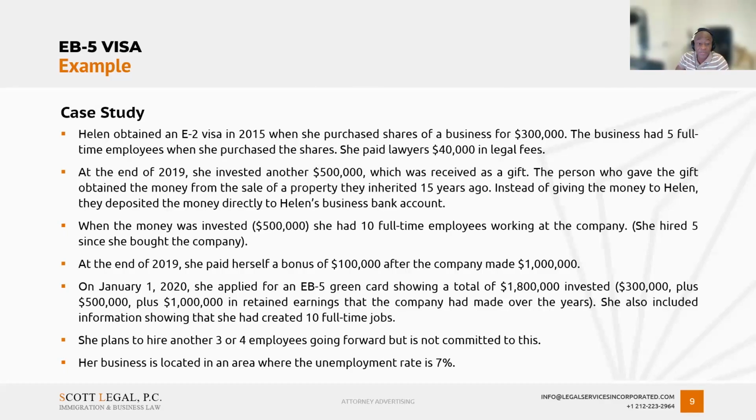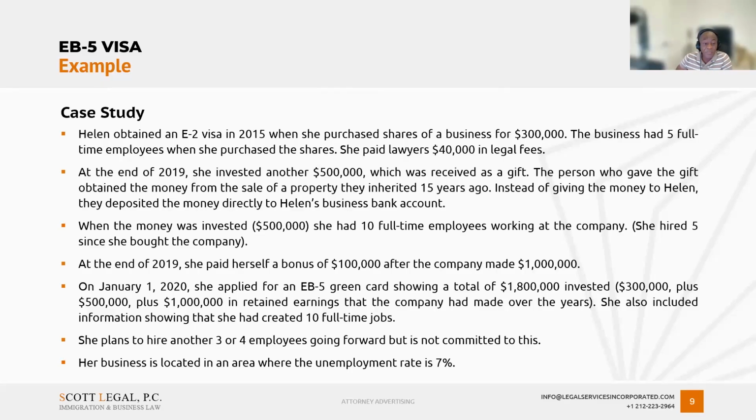And then the other thing with this is that if the money came from the sale of property or inheritance from 15 years ago, keep in mind that you still have to show where that money came from. It doesn't matter that it was 15 years ago, 20 years ago, or 30 years ago, or that the person has passed away. They're going to want details with respect to that.